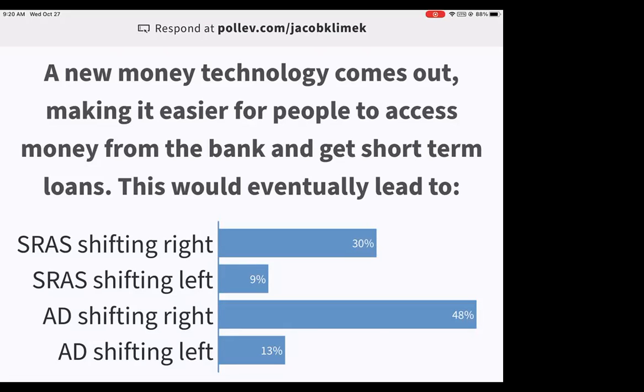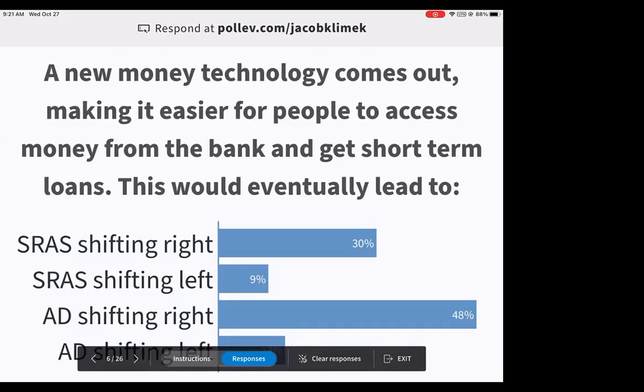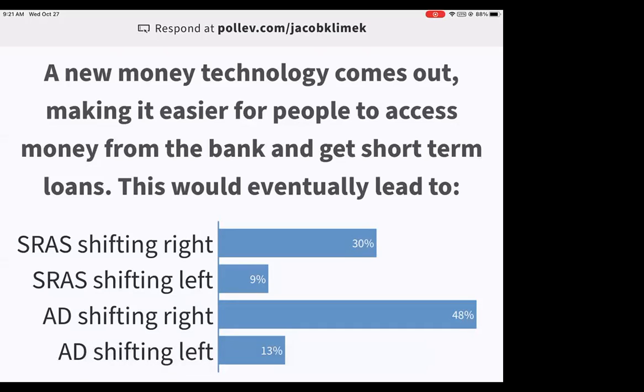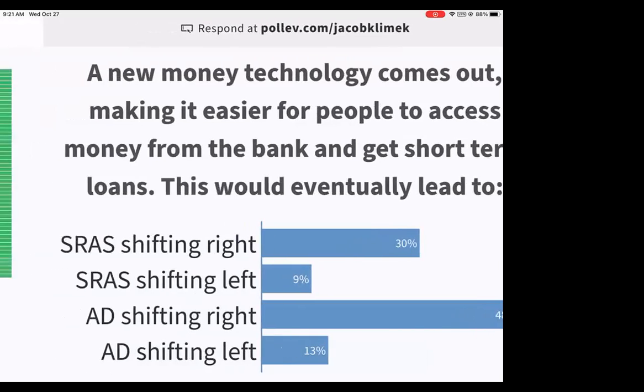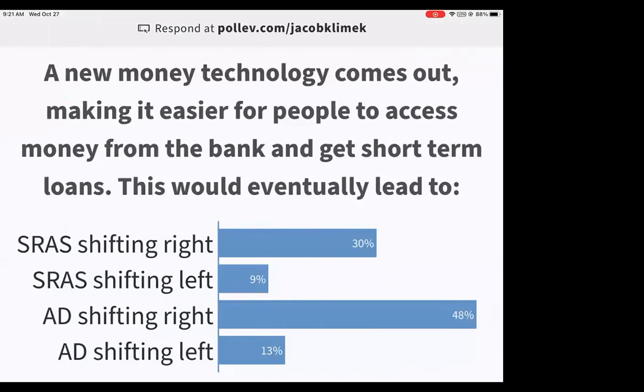And if you just put SRAS shifts to the right because you didn't know, just go through and review for yourself the shifters of SRAS and the shifters of aggregate demand and the shifters of money demand and money supply, right? And how those influence aggregate demand. Oh, C, or number three, the third one. Whoops. AD shifts to the right.